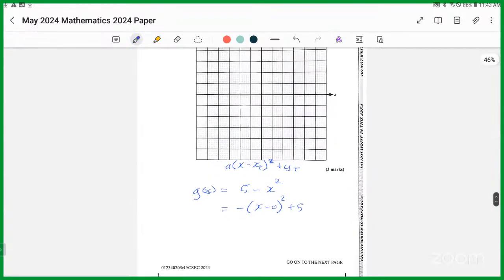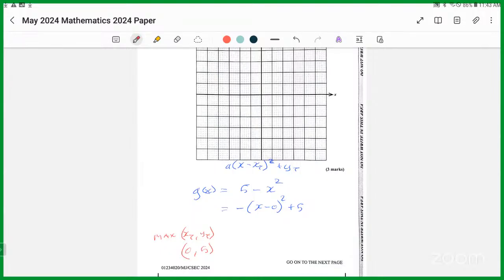So it means then that your maximum point is (xt, yt). I'm just showing you, relating it to what we know. So your maximum point (xt, yt) is the point (0, 5), and (0, 5) is on the y-axis. That's where the maximum point is.